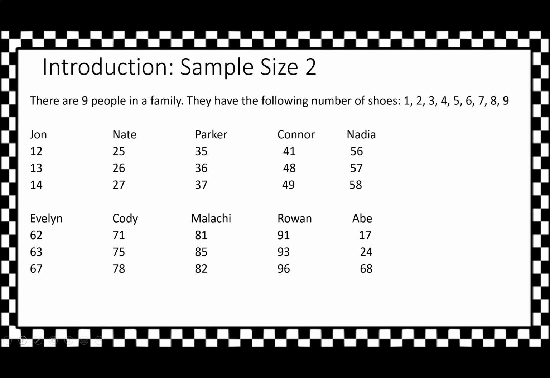All right. There's 9 people in a family, and they have the following number of shoes. So let's say that Ben's in this family. Ben only has 1 pair of shoes. Let's say that Mom has 2 pairs of shoes. Dad. Okay. And let's see who else. Jean is in the family. Lori is in the family. Tanner. Sam. Kati. And we'll say Cello's 3, 2, 1.